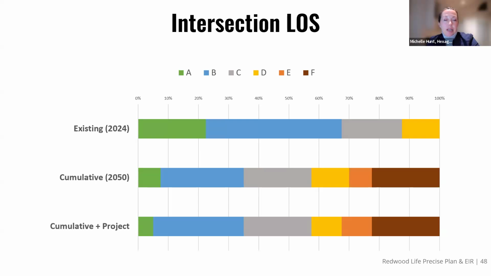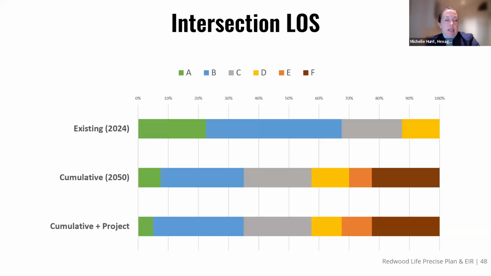desired level of service standard. In cumulative conditions, though, even without the project, but with the projected increase in uses elsewhere, and just with the increase in traffic that could be generated by the office use on site, we see a degradation in the intersection level of service, and now we have some intersections that have degraded to level of service E, which is the light orange, and then F, which is the dark red rusty color here.